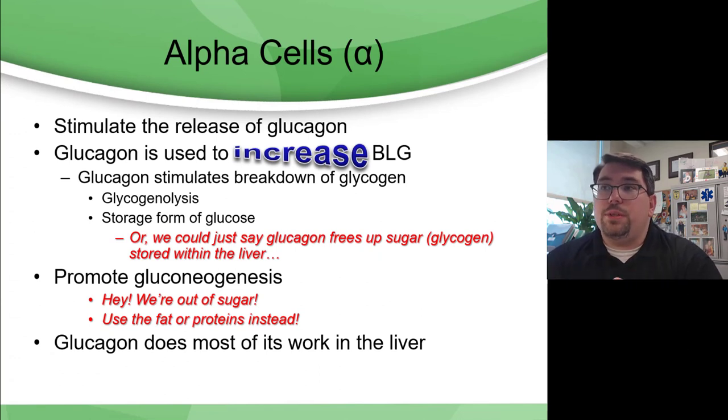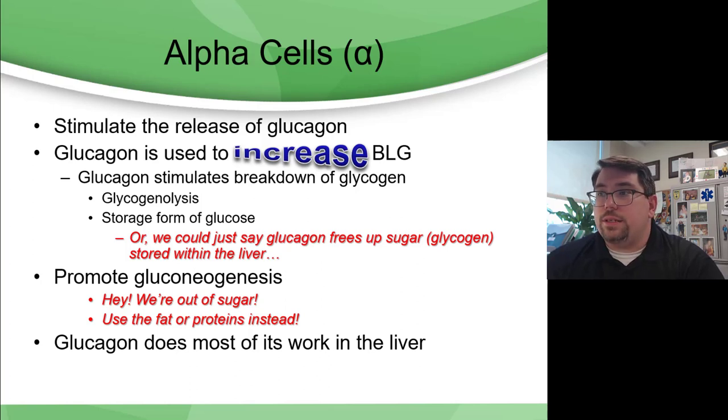We know alpha cells stimulate the release of glucagon. Glucagon is used to increase blood glucose level. That's why we give a glucagon injection to someone where we can't establish IV access, to raise their sugar. We know that glucagon is going to stimulate the breakdown of glycogen. Glycogen is an interesting component, right? Glucagon stimulates the breakdown of glycogen, the complex carbohydrate that is a stored form of glucose, into individual glucose molecules that then are released into the blood.